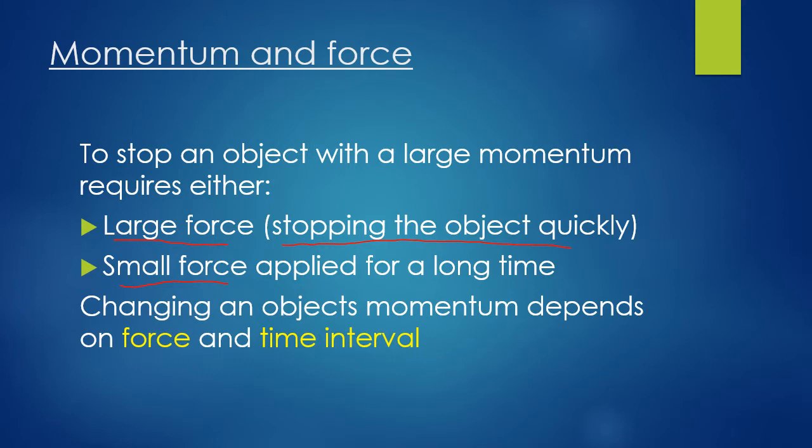The other option to stop that truck with that large momentum would be applying a small force over a long period of time. So that would be, instead of running into the wall, if you applied the brakes. Because if you press on the brakes, you're just applying a small force, but you're applying it over a longer period of time. It's going to take longer for the truck to stop using the brakes than if you ran into a wall. Okay, so changing an object's momentum is going to depend upon the force applied, but also the time interval in which that force was applied. So are you stopping it quickly or are you stopping it slowly?